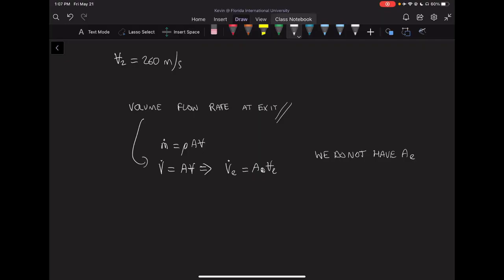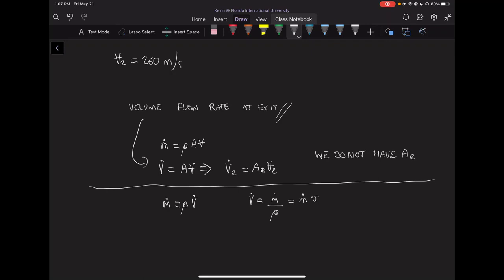Well, instead of using the area, we can look at our system and say we know that mass flow rate is equal to density times V dot. That means if we rearrange the equation, V dot is equal to the mass flow rate over the density. And we can go even further and say that V dot is equal to M dot times V.